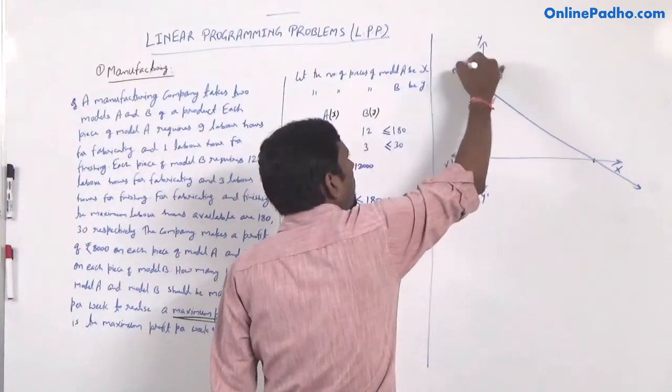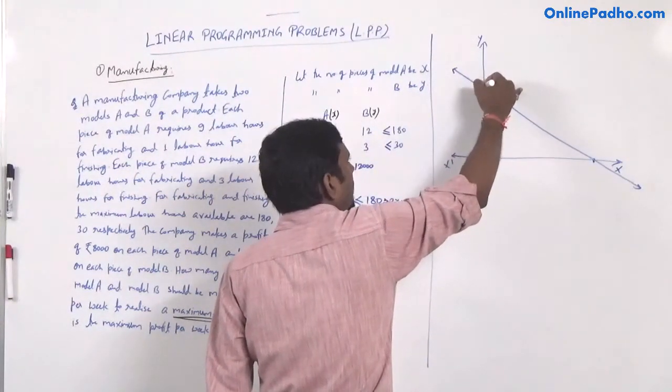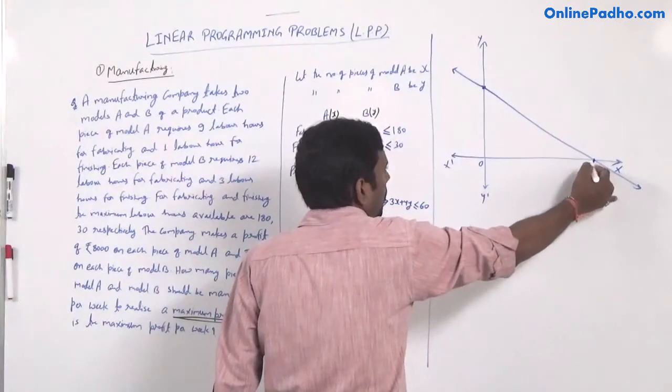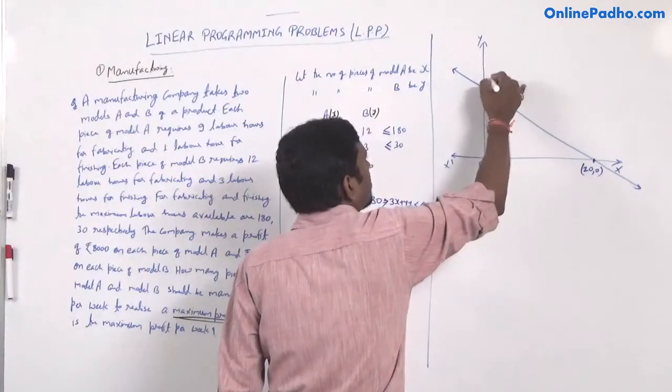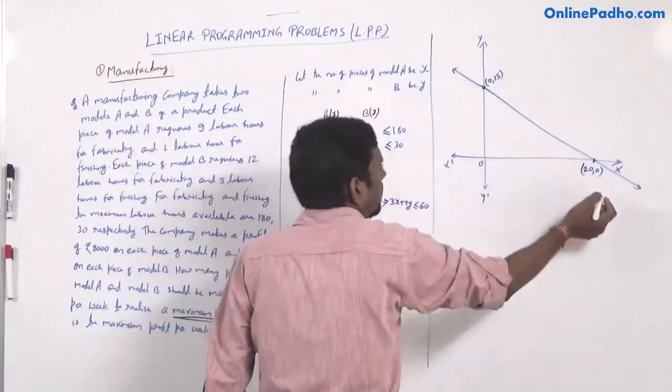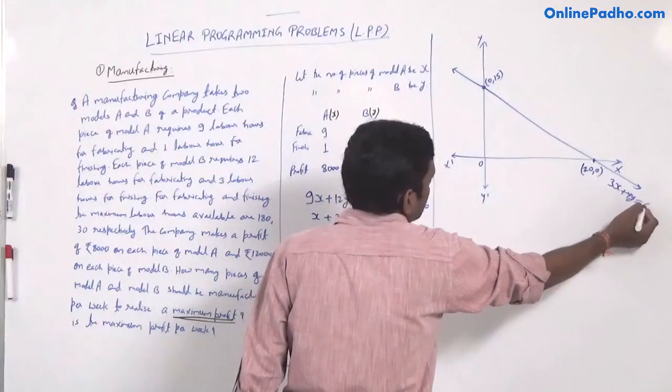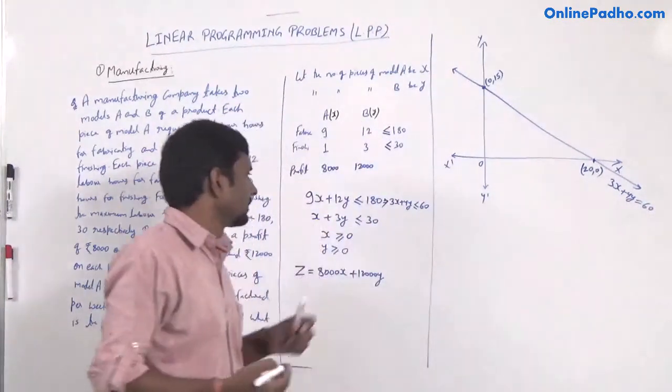And this straight line passes the point y-axis at (0, 15) and x-axis at (20, 0), right? And this is called 3x plus 4y equal to 60. Second, x plus 3y equal to 30.